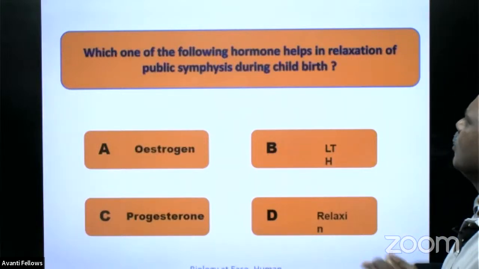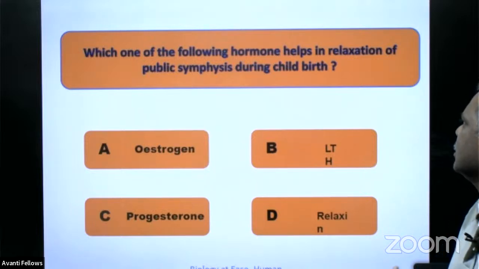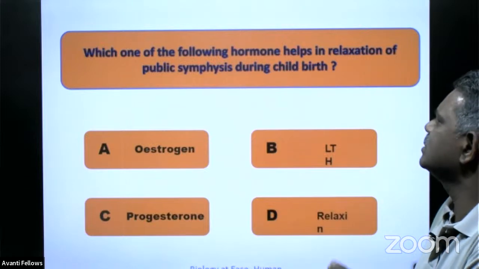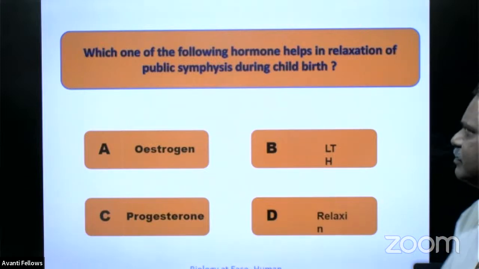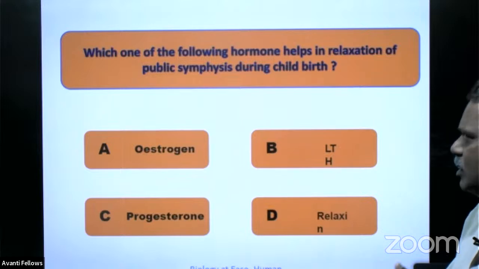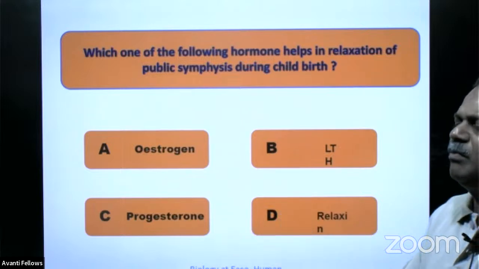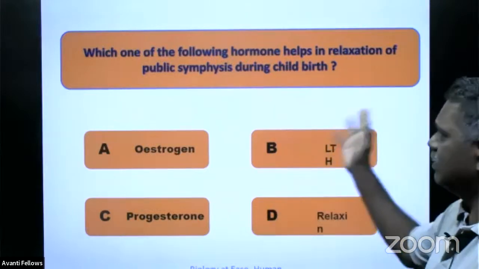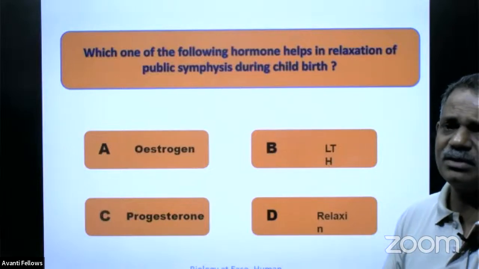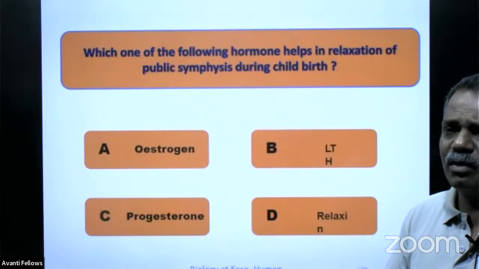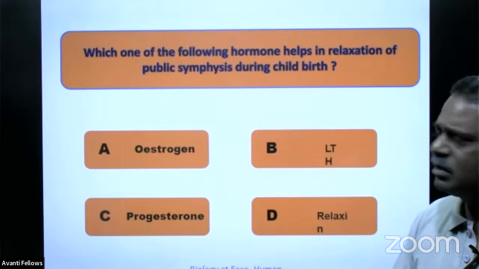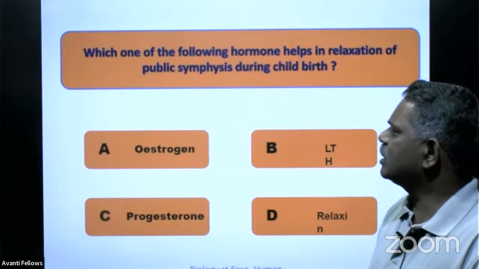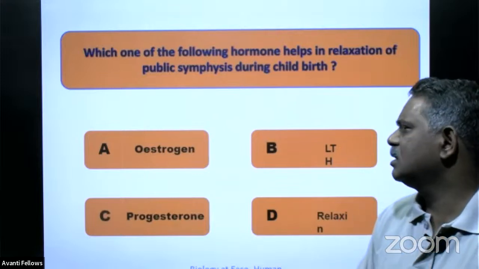Which one of the following hormones helps in relaxation of the pubic symphysis during childbirth? Which hormone helps in the separation of the pubic bones at the time of parturition? Already we discussed in great detail the neurohormonal mechanism of parturition. There are four options given here. Find out the correct answer from these four options.